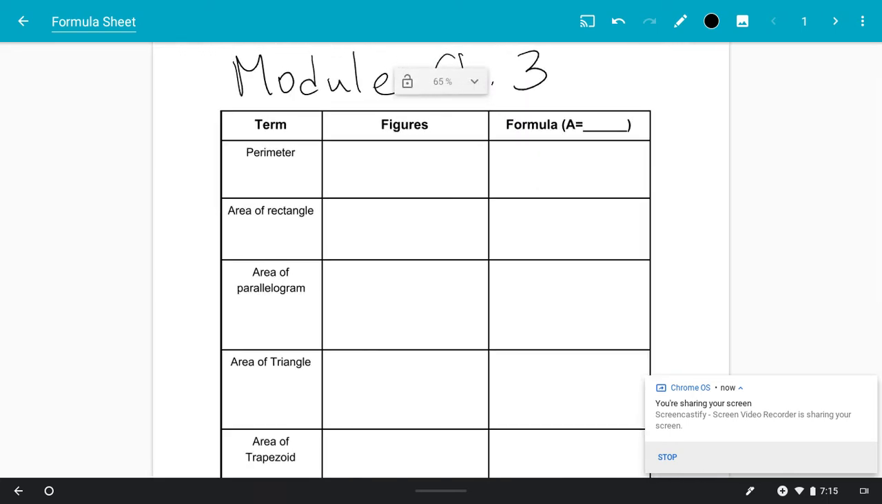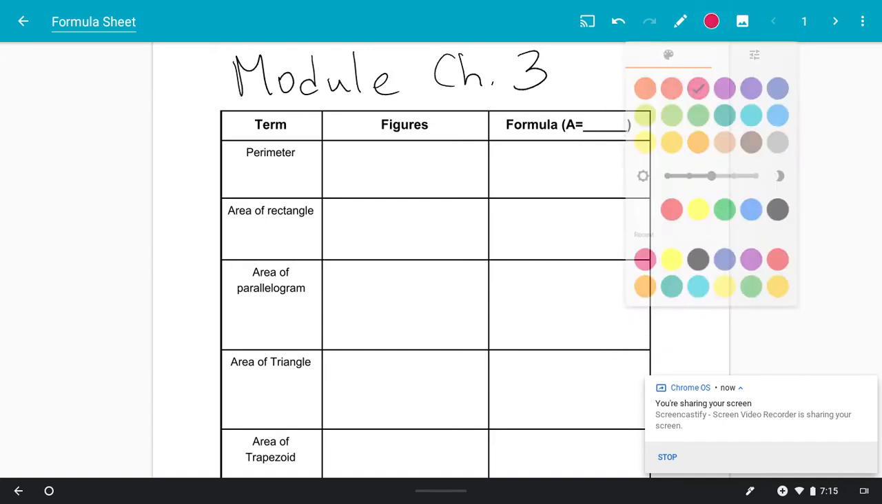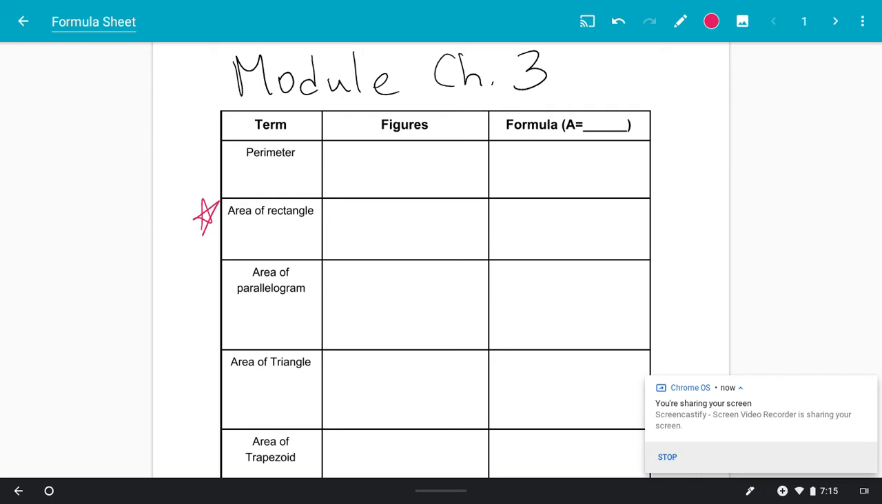So we are going to be looking at rectangles and parallelograms. So the first thing we need to do is draw a picture of what those look like. So a rectangle is like this or like this. And a couple labels that we need to put on there are H, which stands for height, and B, which stands for base.